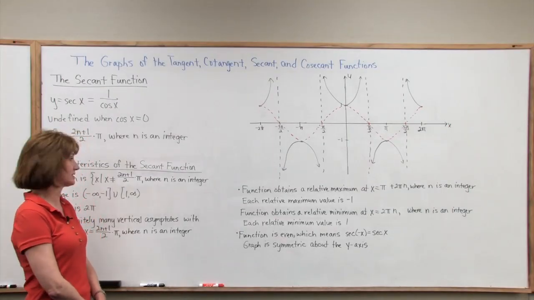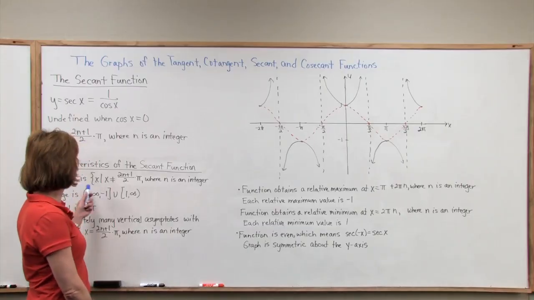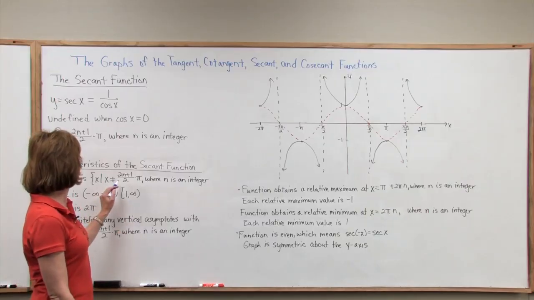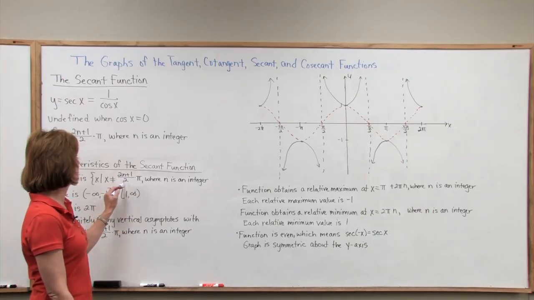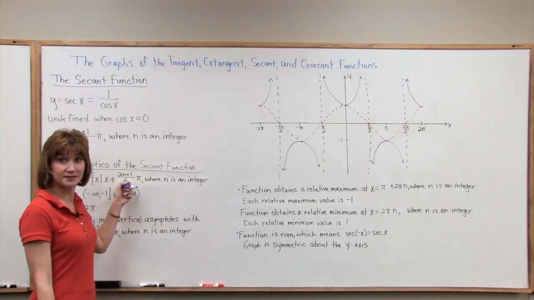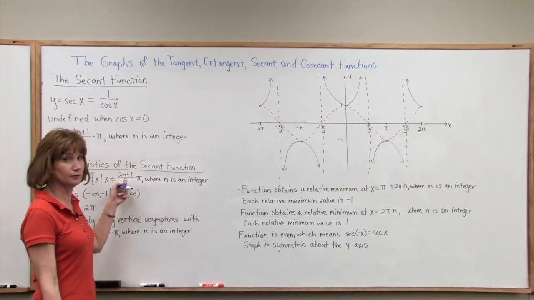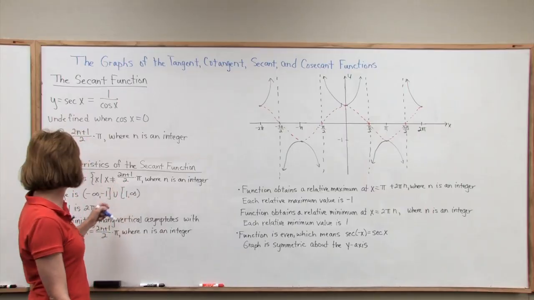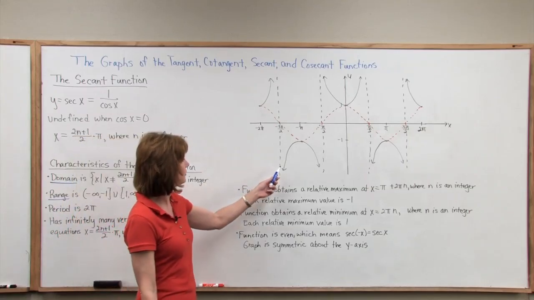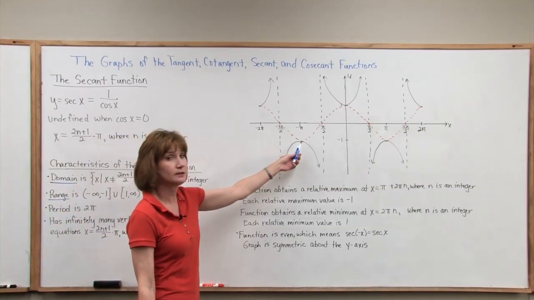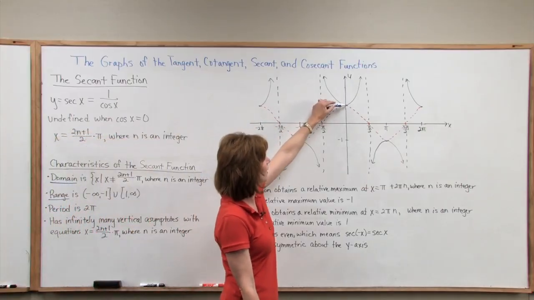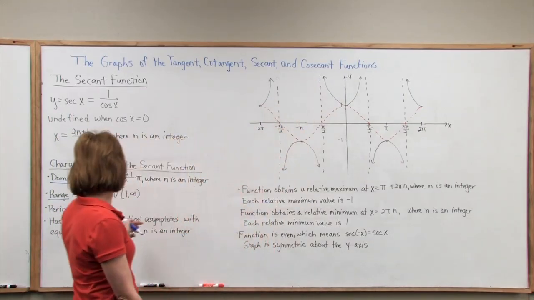Let's look at characteristics of the secant function. First, the domain. Values of x are all real numbers except when x is equal to 2n plus 1 over 2 times pi, where n is an integer. That's another way of saying odd multiples of pi over 2 are not in the domain. The range would be the y values. If we look at the graph, we can see the y values go from negative infinity up to and including negative 1, and then it jumps up and goes from 1 to infinity. So that would be the range.